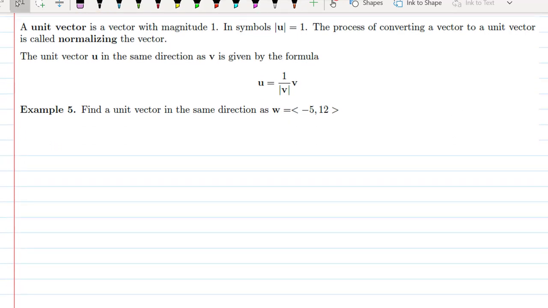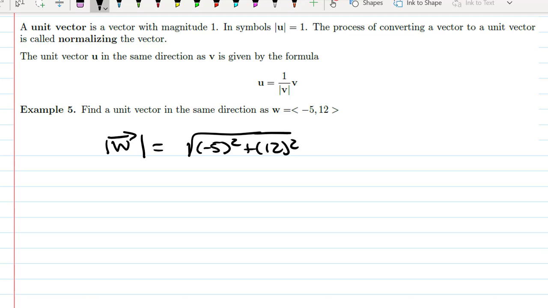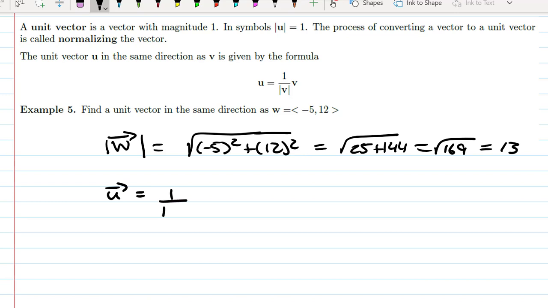So example 5 says, find the unit vector in the same direction as w. To use our formula, we need to calculate the magnitude of w, which is the square root of negative 5 squared plus 12 squared, which is 25 plus 144, which is the square root of 169, which is 13. So then our unit vector u is equal to 1 over the magnitude of w times the vector w. So that's 1 over 13 times our vector w, which is negative 5, 12.